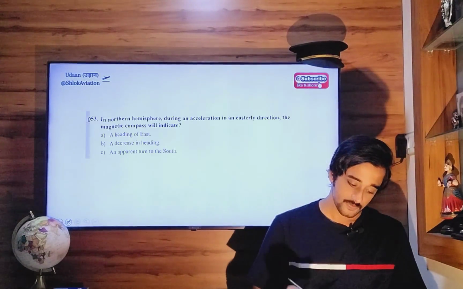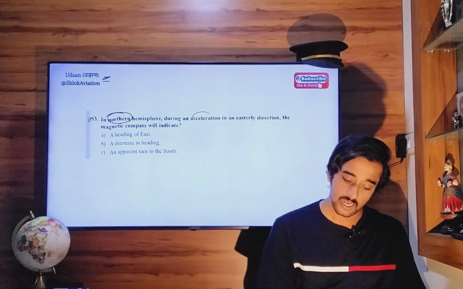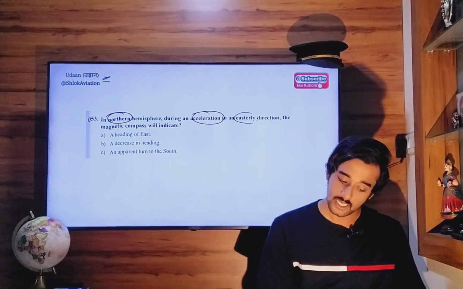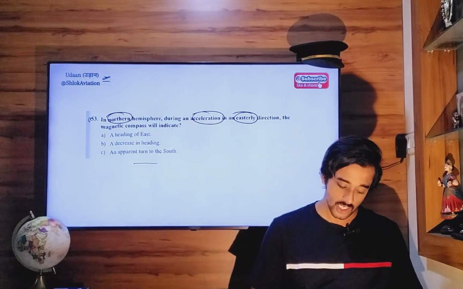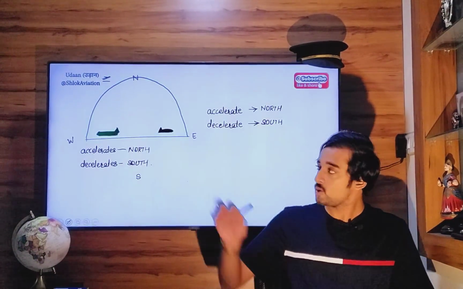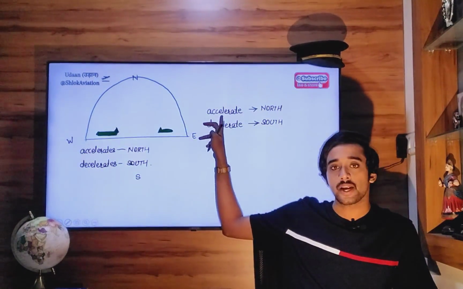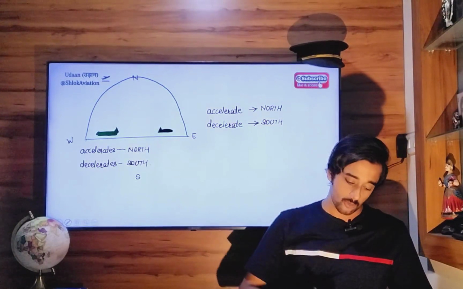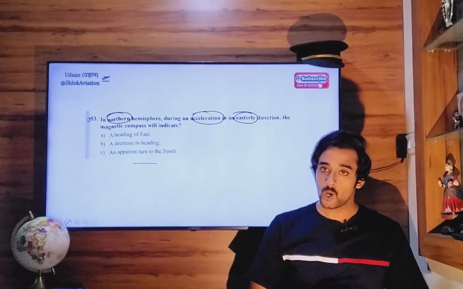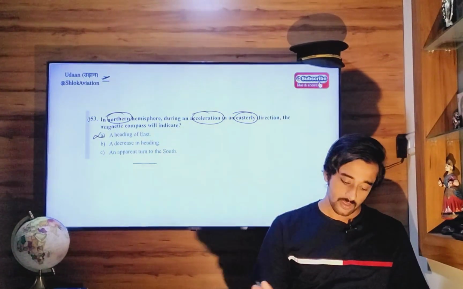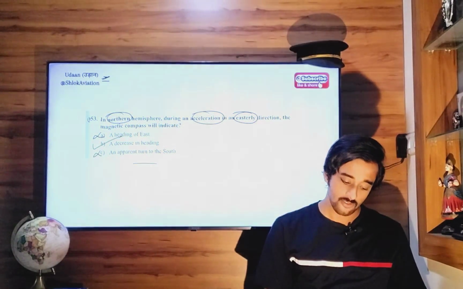Next, in the northern hemisphere, so you are in the north hemisphere, accelerating your aircraft in an easterly direction, the magnetic compass will indicate. Just as I explained, you're in the north hemisphere, your aircraft is pointing easterly. Whenever you accelerate, you get an apparent turn towards the north pole. So a heading of east is wrong. A decrease in heading, an apparent turn to the south. So the answer will be Bravo.